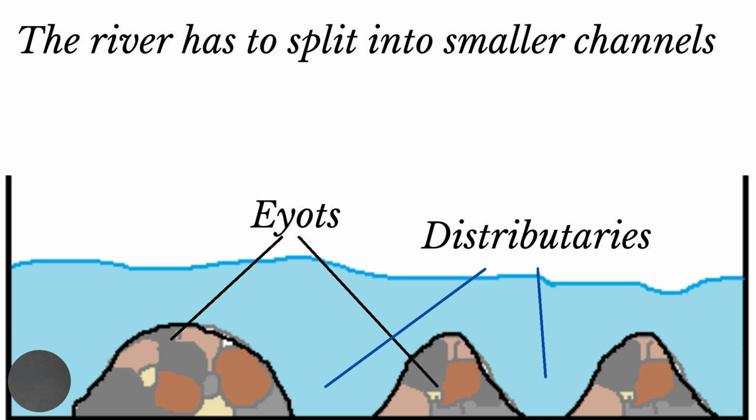Thus, we will see smaller channels between the accumulation of sediments, and the accumulation of sediments will form the temporary islands called eyots within the river channel, the main channel.